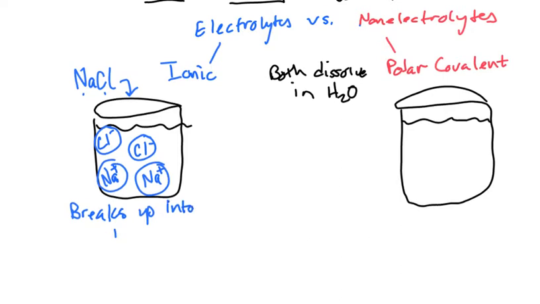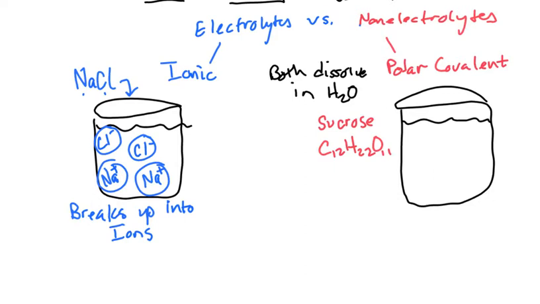They're going to break up into ions. Over here, polar covalent, we'll use sugar for an example. We'll use sucrose. Okay, sucrose is C12H22O11. Now this will dissolve in water. In other words, if we put a whole bunch of sugar in here, it will dissolve. It will be surrounded by water molecules.